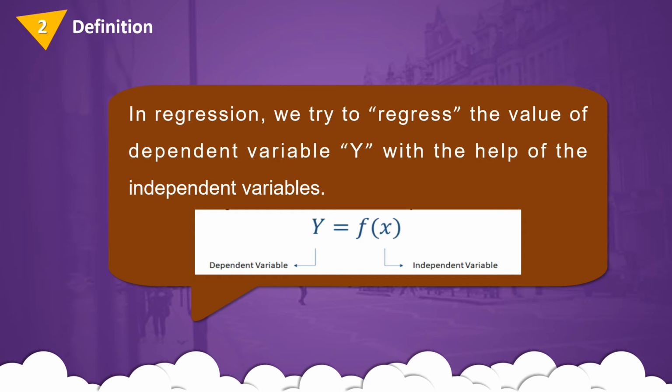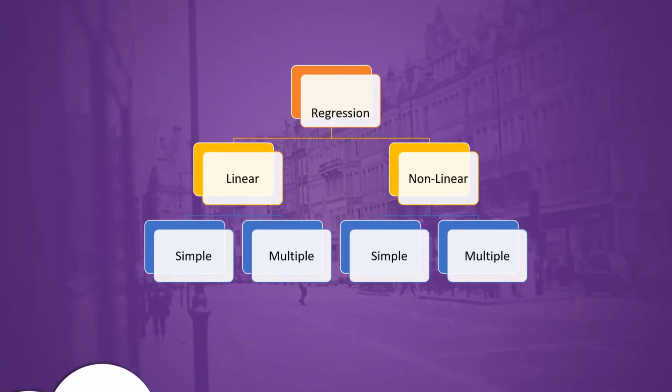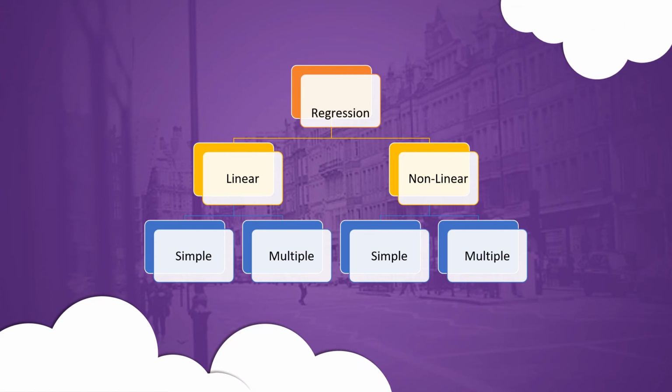Now let's see how many types of regressions there are. There are two types, linear and non-linear. Under linear again we have simple and multiple, that is simple linear regression and multiple linear regression. Under non-linear also we have simple non-linear regression and multiple non-linear regression.